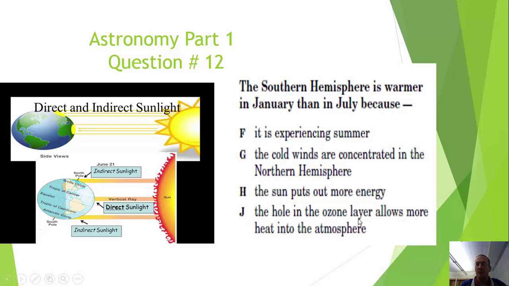Or is it J, the hole in the ozone layer allows more heat into the atmosphere? The sun's rays are able to penetrate through the ozone layer regardless. That's not really part of this question at all. The southern hemisphere is warmer in January than in July because it is actually tilted towards receiving more direct sunlight. The picture here shows that the northern hemisphere is receiving direct sunlight. However, the question here is asking if the southern hemisphere is warmer because it is experiencing summer. So the best answer here is F, experiencing summer, because the direct sunlight is hitting it.